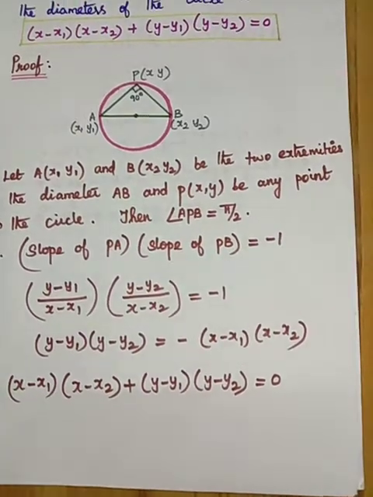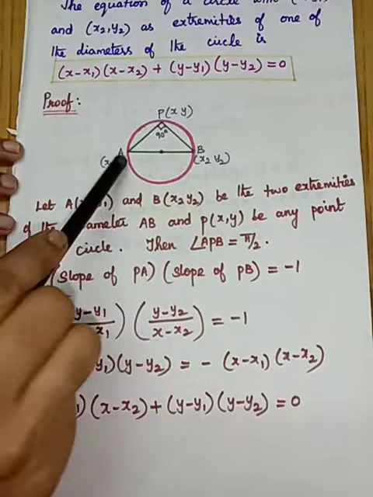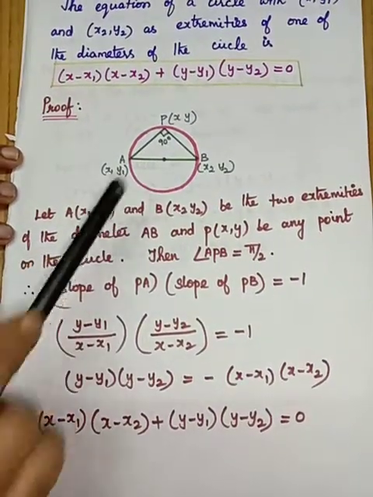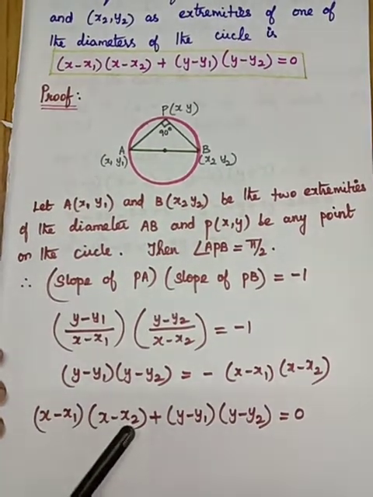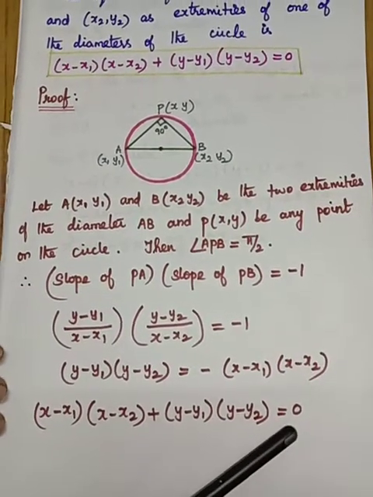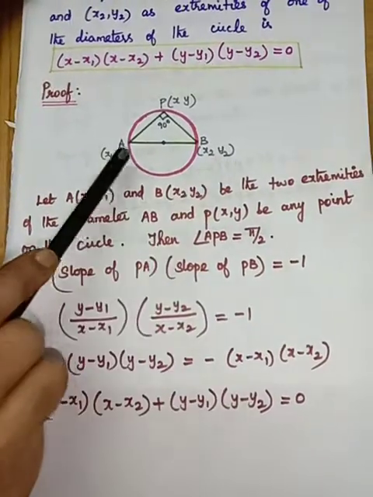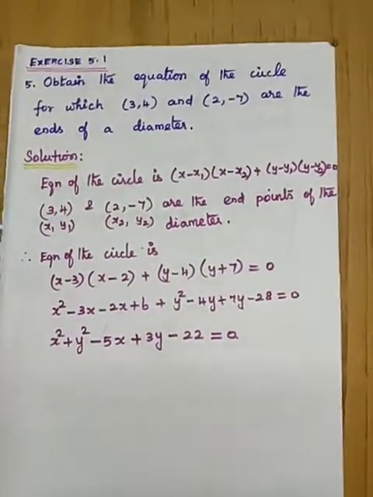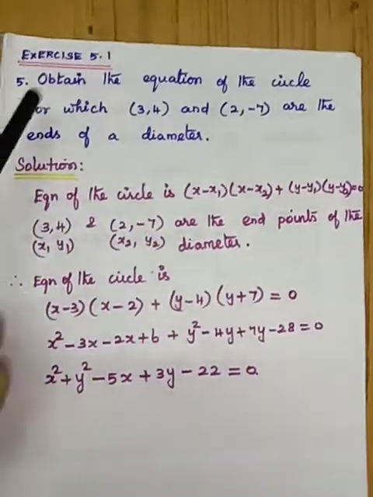So now, from this theorem, if the end points or extremities of the diameter are given, the equation of the circle is (x - x1)(x - x2) + (y - y1)(y - y2) = 0, where (x1, y1) and (x2, y2) are the end points of the diameter. Using this result, we are going to do exercise 5.1, the fifth problem.